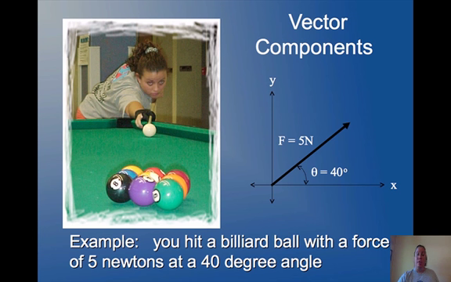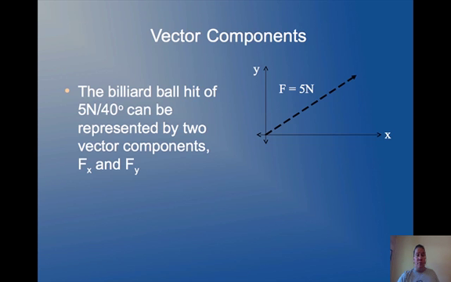So I'm putting my x and y in the classic traditional setup and showing that this angle that we're hitting the ball at is 40 degrees from the x. And the force has an amount of 5 newtons. That is our resultant force, that is acting.